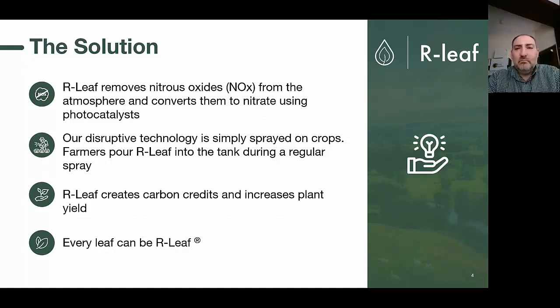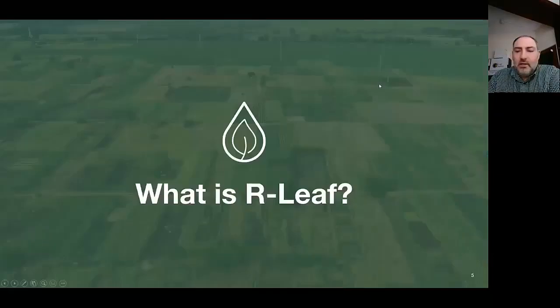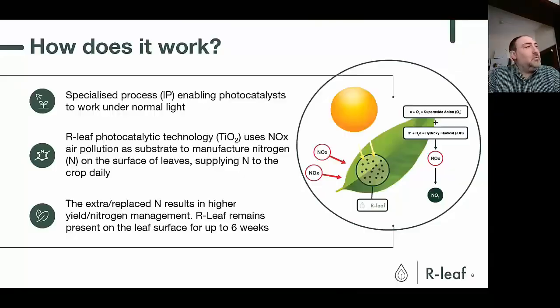The fact that we can put it on any surface, I put there that every leaf can be an R-Leaf. As a matter of fact, we're using it on grass, we use it on professional turf as well, green walls, green screens, so we've got some high profile accounts in London trying to clean the air. So what is R-Leaf? Already explained, but this is the picture where we're showing the electrons and holes.